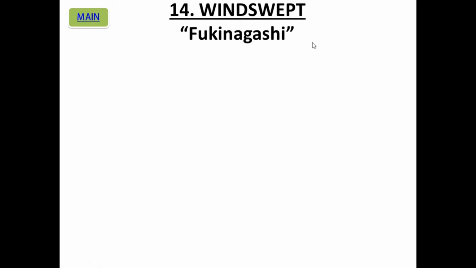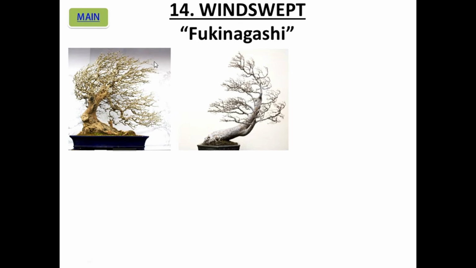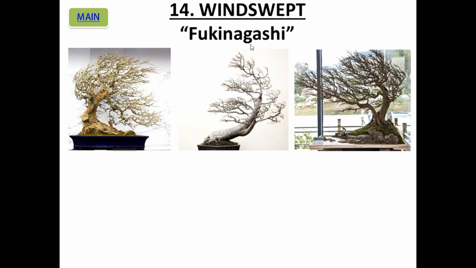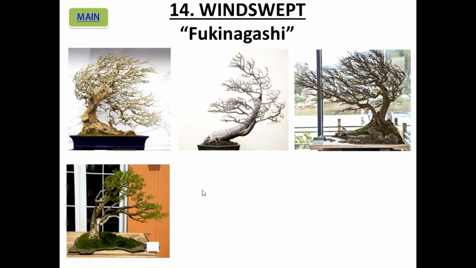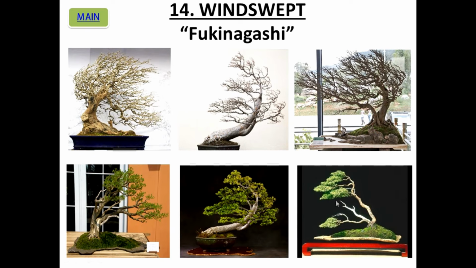Windswept or fuki nagashi. This style describes a tree that appears to be affected by strong winds blowing continuously from one direction, as might shape a tree atop a mountain ridge or on an exposed shoreline. The windswept characteristics can be applied to a number of the basic styles, including informal upright, slanting, and semi-cascade. Multi-tree bonsai can also be developed with elements of a windswept style.